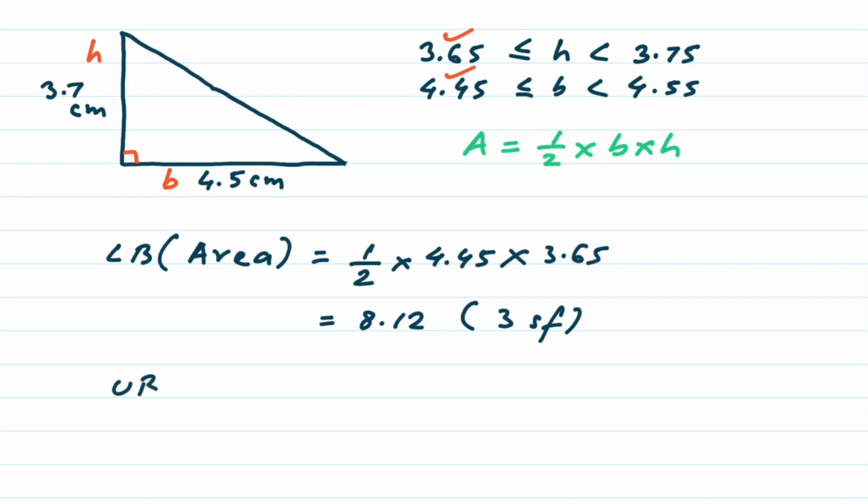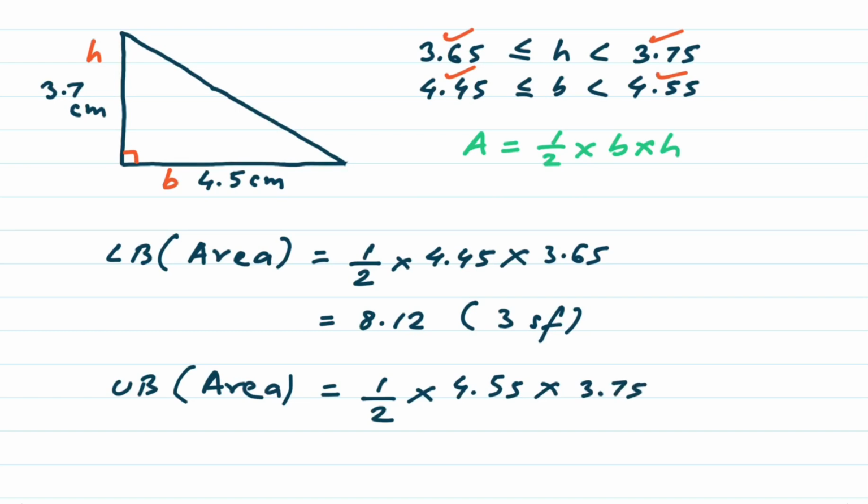Similarly, the upper bound of the area will be equal to 1 over 2 times the upper bound of the base, which is 4.55, times the upper bound of the height, which is 3.75, which is equal to 8.53 in 3 significant figures.